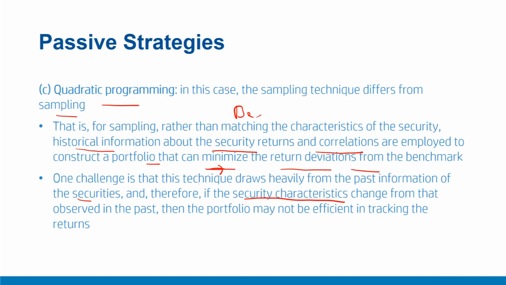Third is quadratic programming, which is similar to sampling, but it relies heavily on historical information about security returns and correlations between securities, and therefore its forecasting efficiency may not be very good.